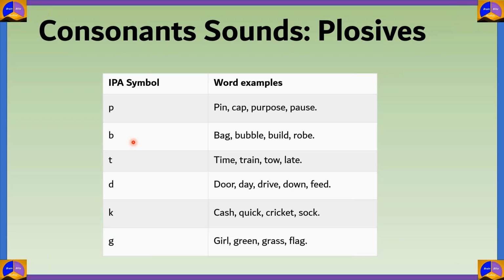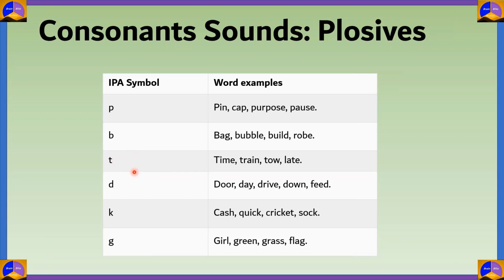Examples for words with the B sound include most words with the letter B, such as bag, bubble, build, robe, etc. The next plosive is the sound T, represented by a lowercase t.